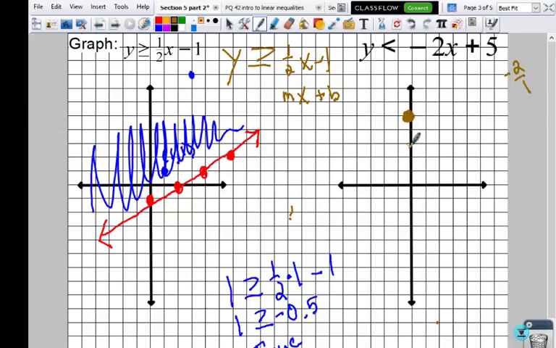So I'm going to go down 1, 2, over 1, and I'm going to put a dot. And I'm going to do that a couple times, just to make it look nice. 1, 2, there we go. Okay, and then I got to draw my line, but Jared, is my line going to be solid or dashed?